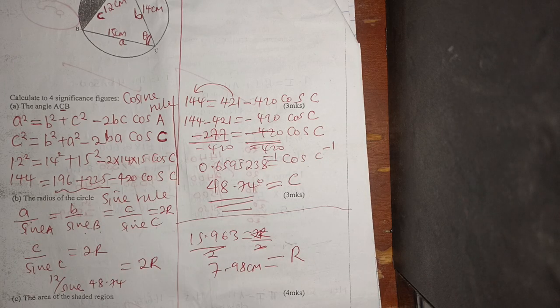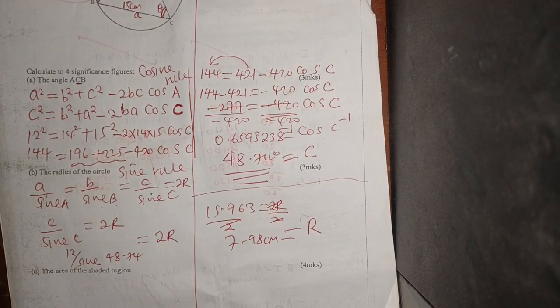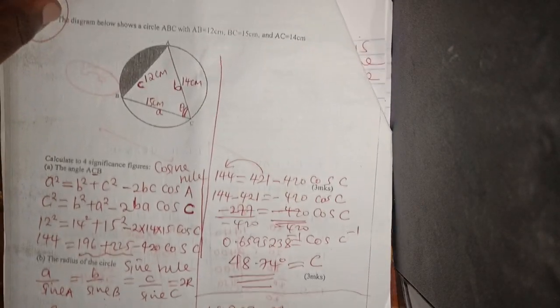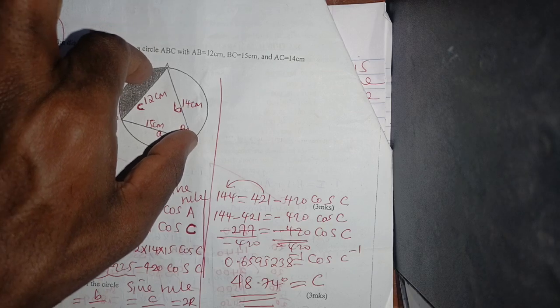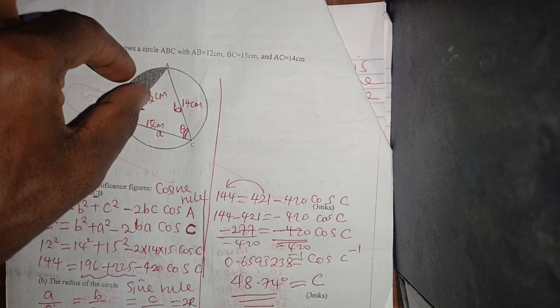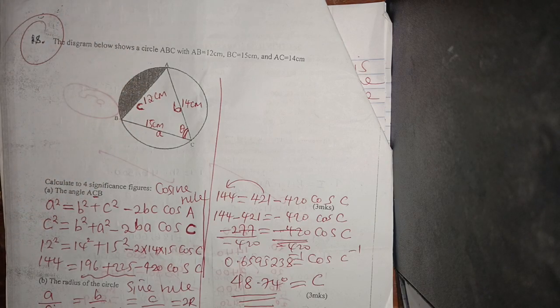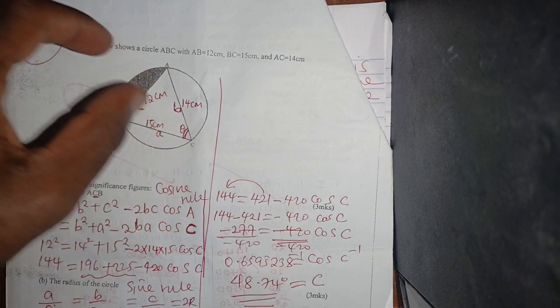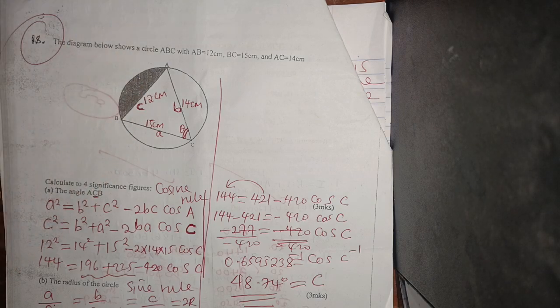And if I have to get to the last part, the question says the area of the shaded region. If I get back to the diagram, I will realize that I'll first get the area of the whole sector, then less the area of the triangle, and I'll remain with the area of the shaded region, which is actually in the shape of a segment of this circle. So the area of the whole sector less the area of the triangle gives the area of that other part.